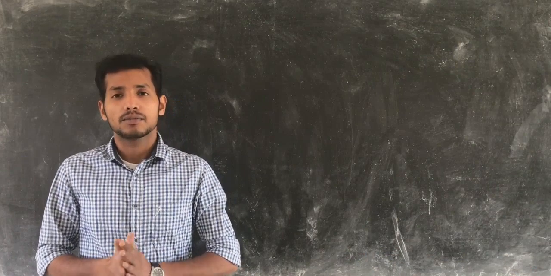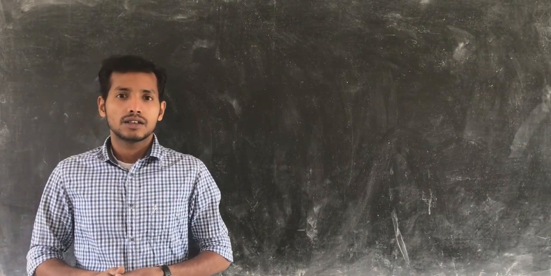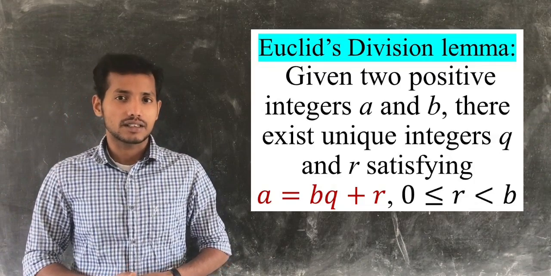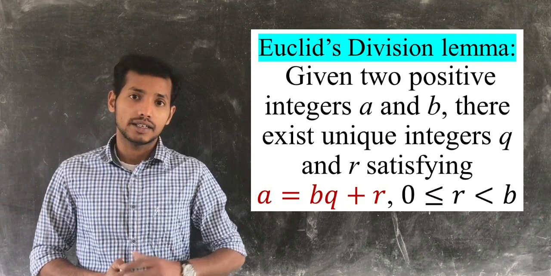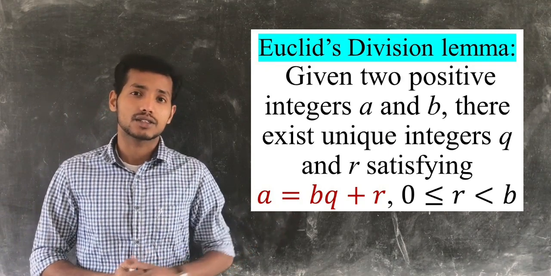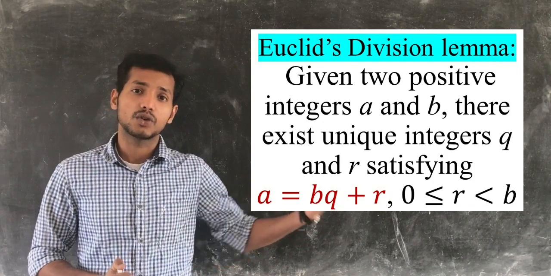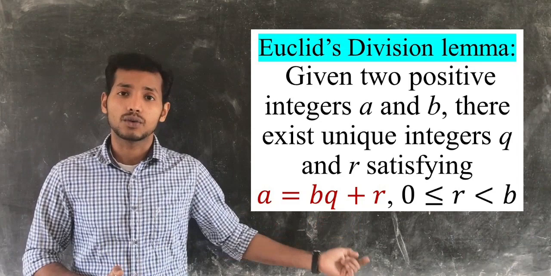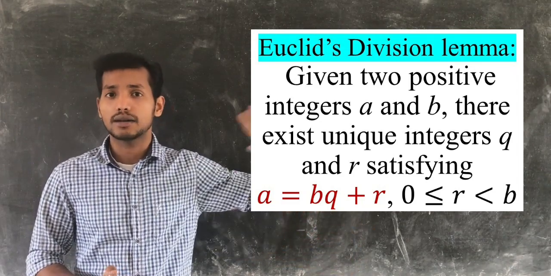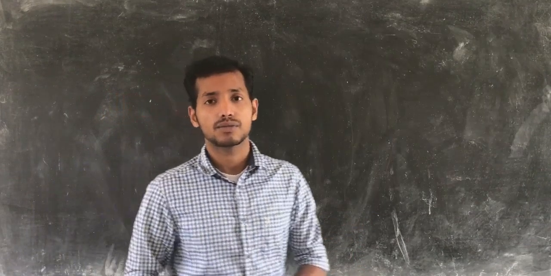Euclid division lemma says that given two positive integers a and b, there exist unique integers q and r satisfying a equal to bq plus r, where r is greater than or equal to 0 and less than b. Let's take an example.